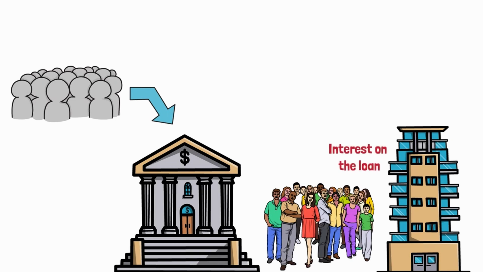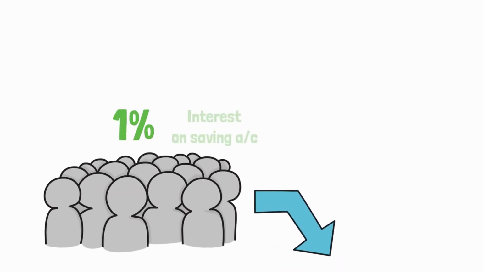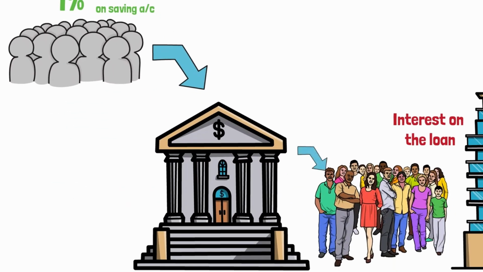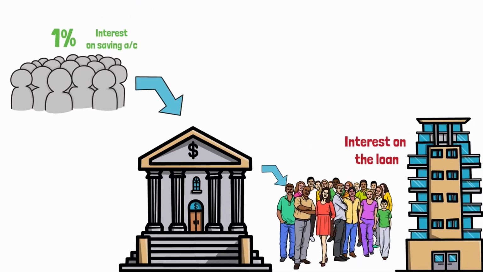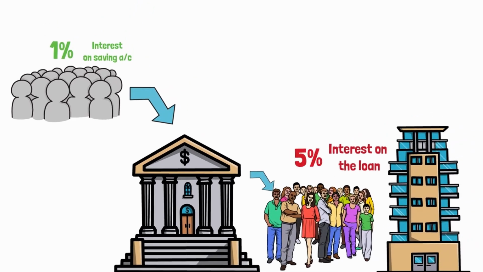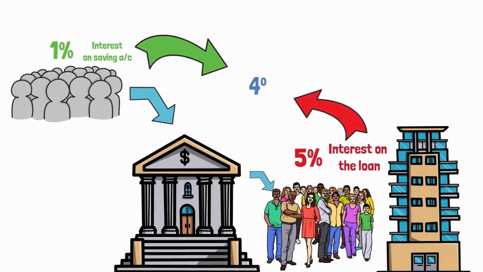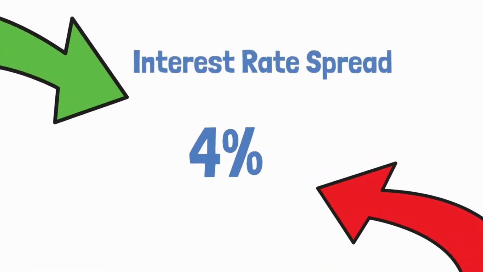So let's say, for argument's sake, the bank gives you 1% interest on your deposit. What they'll do is then they'll create loans with the deposit and lend out your money at say 5%. The difference between the 1 and the 5%, which is 4, is called the interest rate spread, which is basically the bank's profit within that transaction.